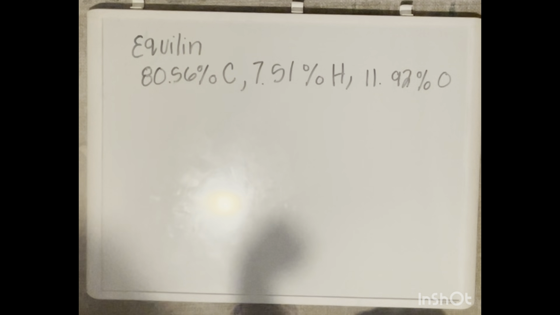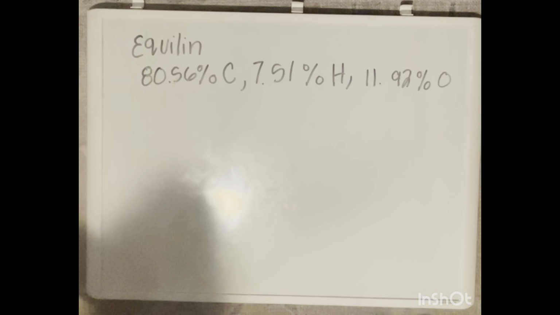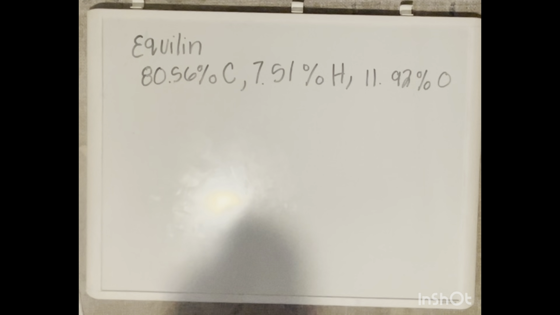Okay, so today we're going to be using the percent composition of equilin, which is a hormone isolated from horses, and we're going to be using the percent composition to find both the empirical and molecular formula. So first you want to start by finding the atomic mass of each element, and we're going to do this by using the periodic table.